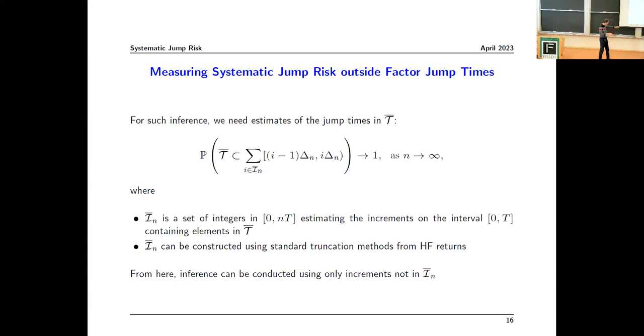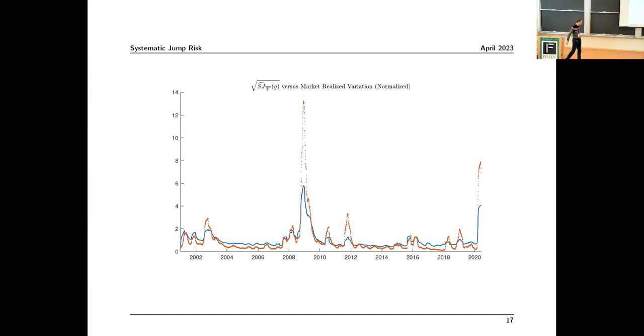Okay. So technically, this is a technicality, but given the new time I have, I should skip that. It's just saying that if you can identify, with probability one, the times the factors jump, you can remove them from the analysis and go on as if you knew when the factors jumped. Okay. So here's a first plot for this talk, where we did this on the data. We calculated this statistic, which is very easy to calculate and very intuitive.